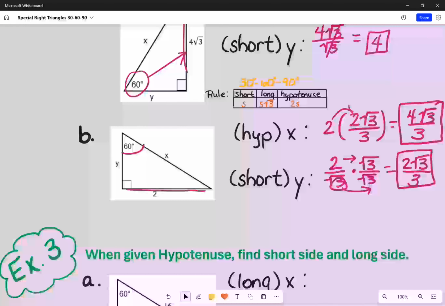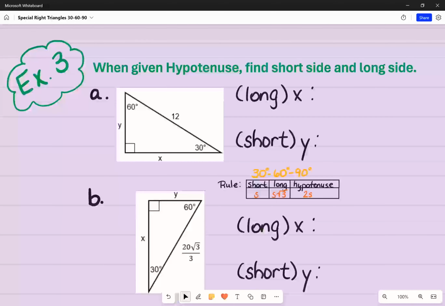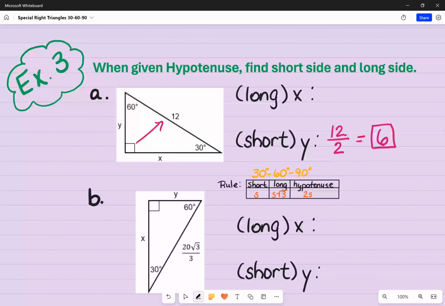In my last example, I am given the hypotenuse, and I want to find the short side as well as the long side. If I'm given the longest side, that means I need to divide in order to get the short side. And what am I going to divide by? Well, the rule says 2. Again, this is going to be my hypotenuse, 12. So I'm going to take 12 to find my short side, s, divided by 2, and that gives me 6. Now that I know what my short side is, I can find my long side by simply multiplying that times root 3. So 6 times root 3 is simply 6 root 3.